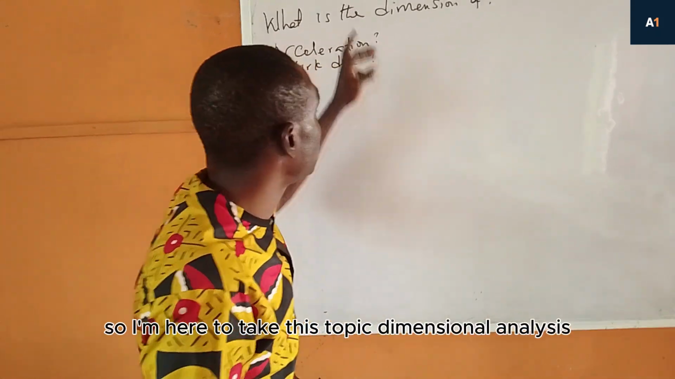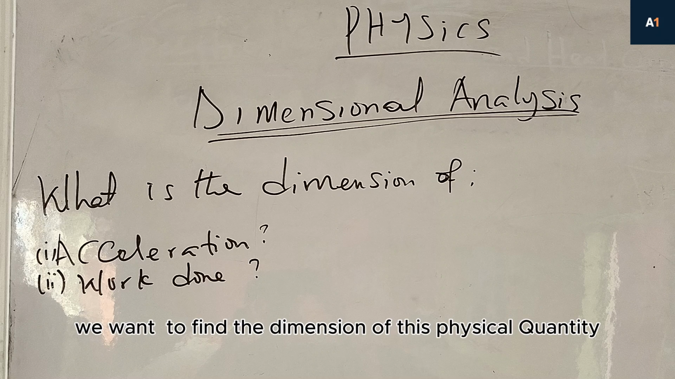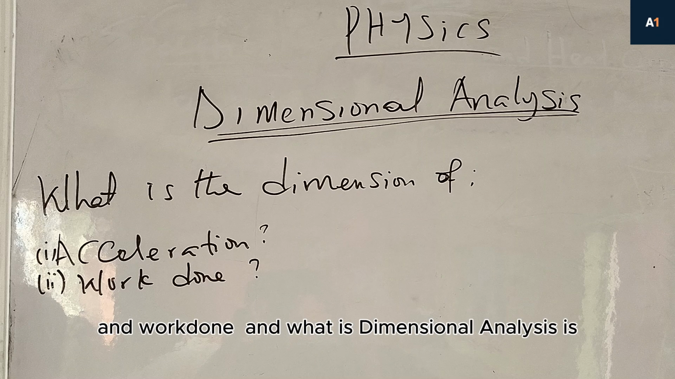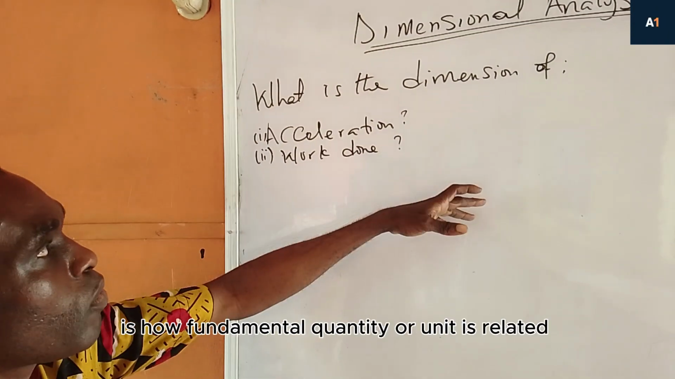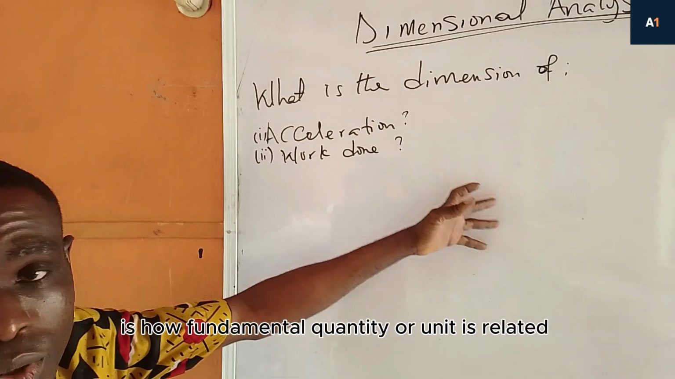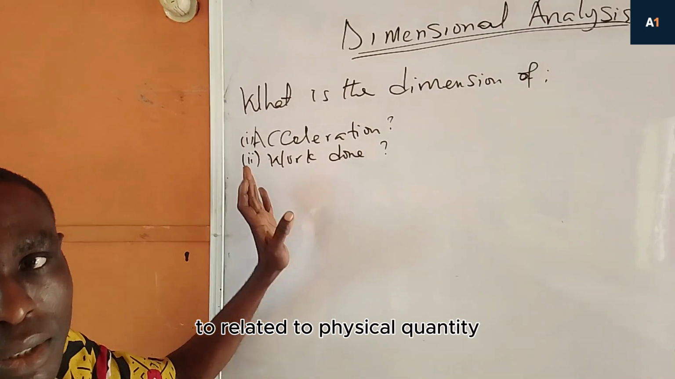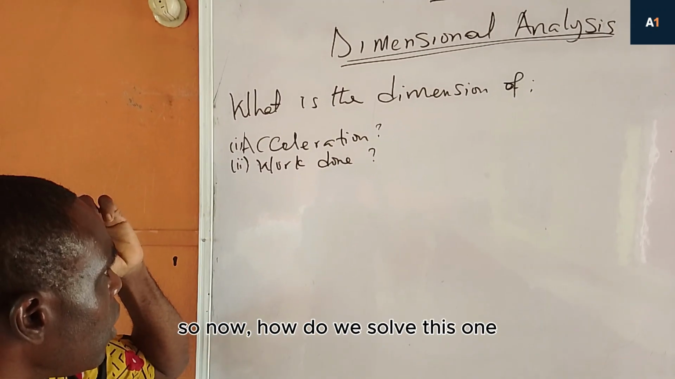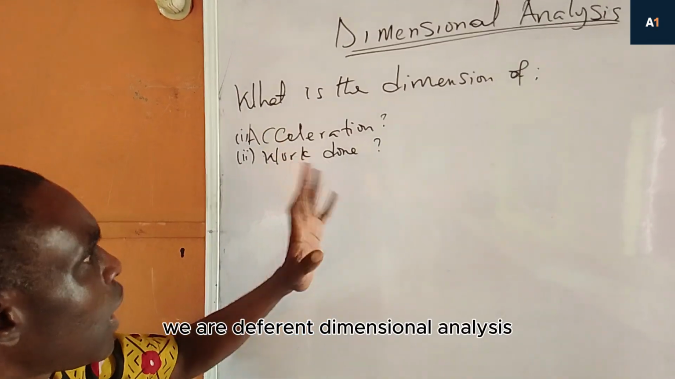So I'm here to take this topic, dimensional analysis. We want to find the dimension of these physical quantities, acceleration and work done. And what is dimensional analysis? It is how fundamental quantity or unit is related to the physical quantity. So now, how do we solve this one? We have different dimensional analysis.